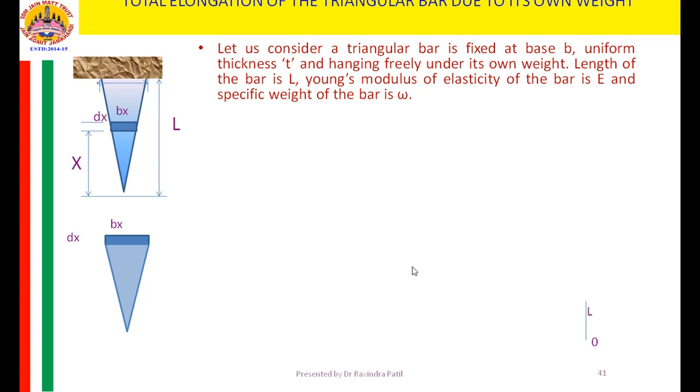So friends, let us consider a triangular bar fixed at the base B. At the top it is fixed and this dimension is equal to B. Uniform thickness t and hanging freely under its own weight. The length of the bar is L. Young's modulus of elasticity is E and specific weight of the bar is omega. We are assuming the dimension of this triangular member perpendicular to the board is t.